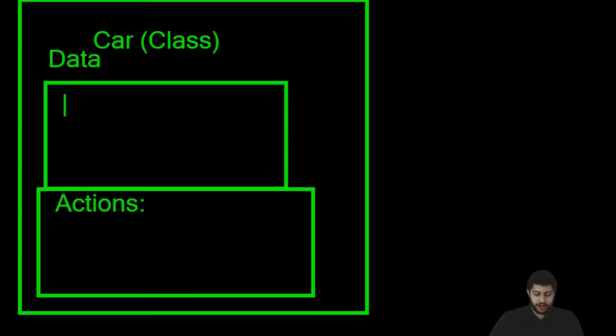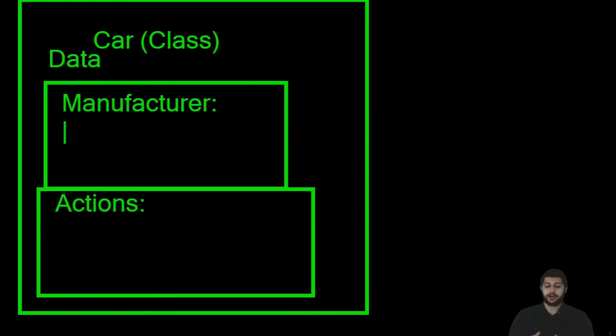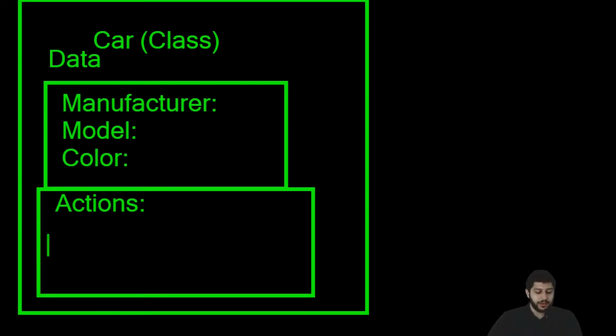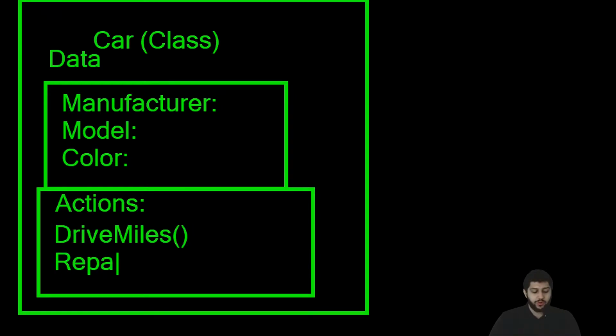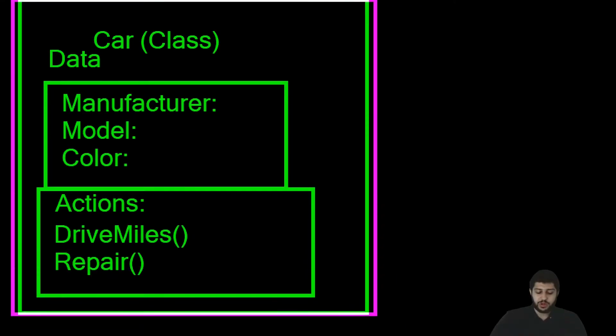Let's say our data is the manufacturer. Our data should contain the model of the car and the color. At the same time, our specific car object needs to know how to drive miles and how to repair itself. Okay? So it's sort of a self-repairing car. But everything is possible when using objects. You can combine data in various logical ways, and you can combine behavior that suits your needs.